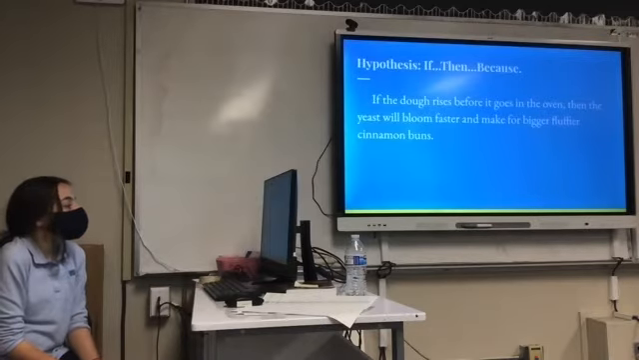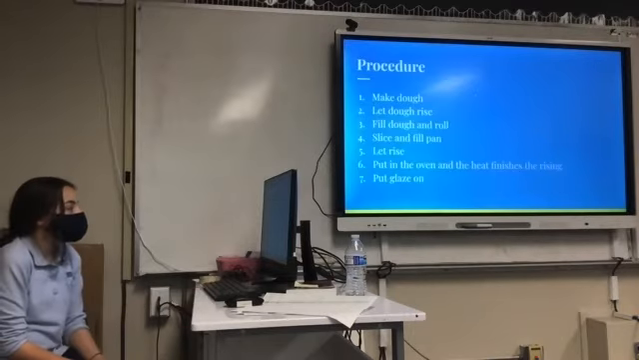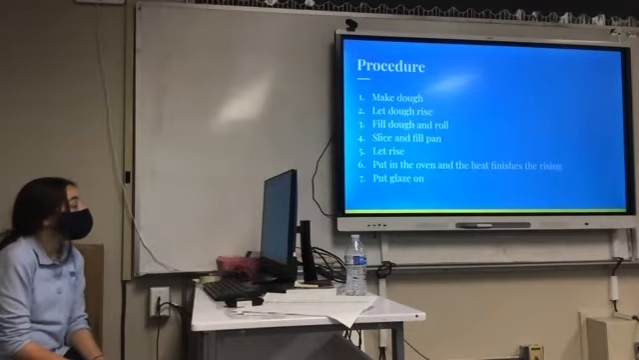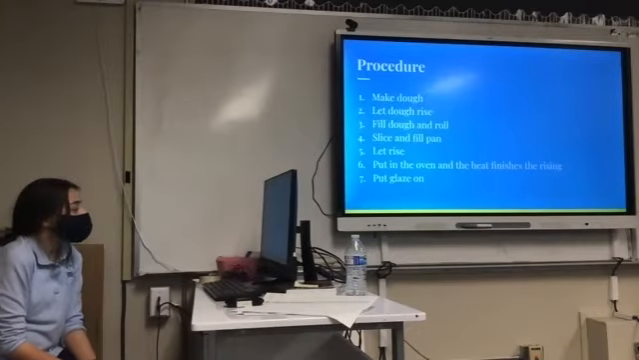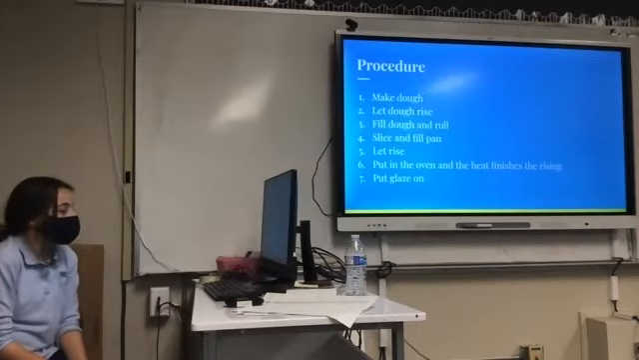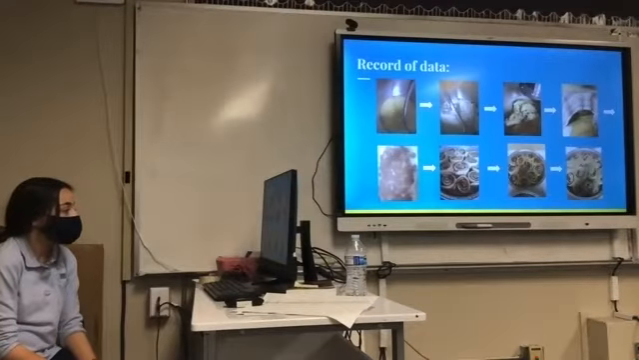Hypothesis. If the dough rises before it goes in the oven, then the yeast will bloom faster and make for bigger, fluffier rolls. Procedure. Make the dough, let the dough rise, fill the dough and roll it, slice and fill the pan, let rise, put in the oven or heat to finish the rising, put on the plate. That's the steps.